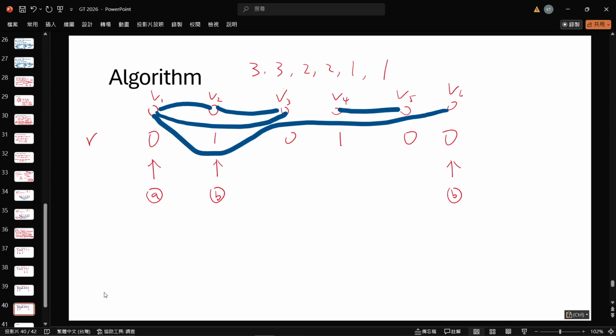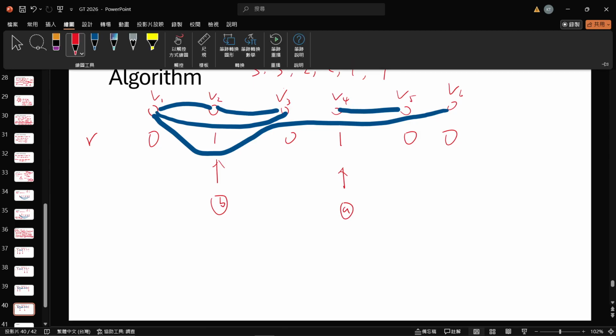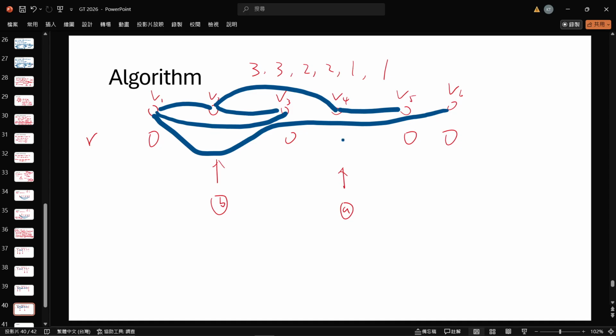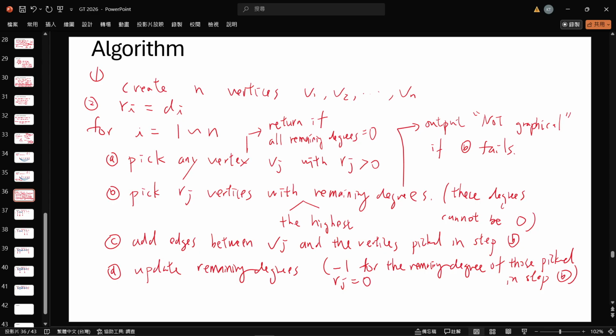Okay, so next. We can only choose from V2 and V4 as the vertex in step A. So choose V4. In step B, we can only choose V2. And we add the edge and update the degree. So this completes this round. In this round, when we want to do step A, you'll see that you cannot find any vertex with remaining degree higher than 0. So according to our algorithm, we will return.